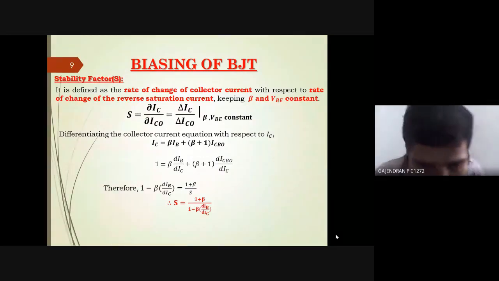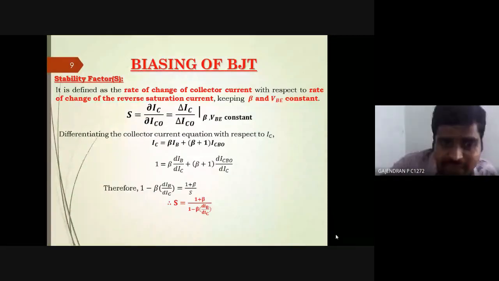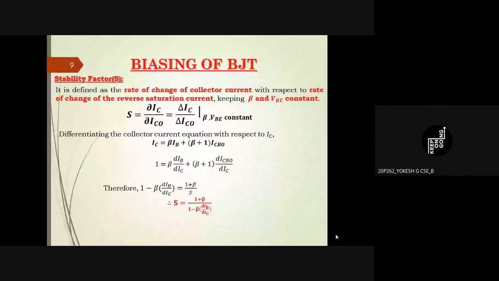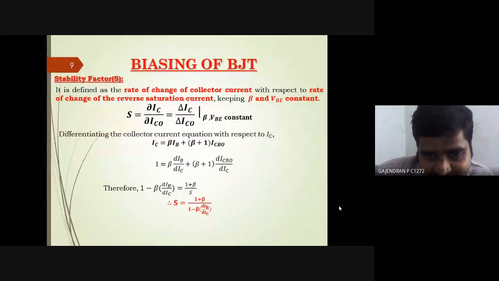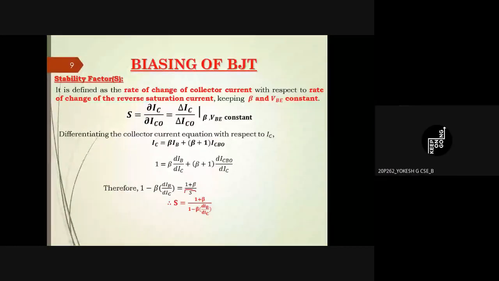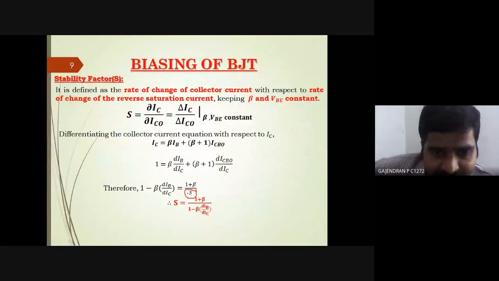Is it clear? Yes, please note down this. Any doubt in this derivation, how we arrived at this? How did they substitute this value? Can anyone tell me how they simply substituted S over here? Del ICO by del IC, 1 by S, we substituted, sir. It's given in the very first step over here. Please check it.